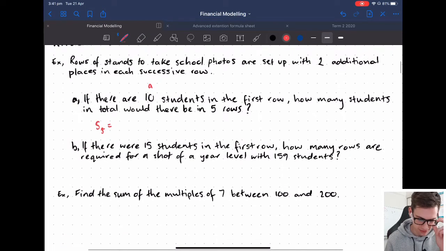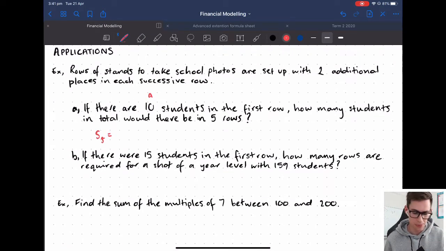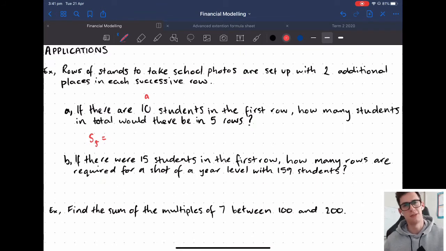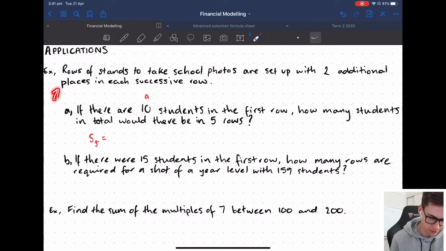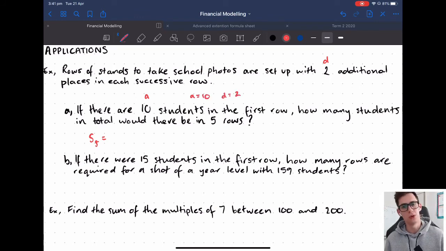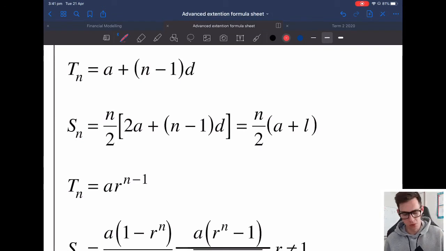What we do have is how many students are in the first row. And we actually do know the common difference, how many we're adding on to each row. It's given back here at the start of the question. It says that we are setting up an additional 2 places in each row. So we're adding 2 spots on each time. That's actually our difference, 2. So we have A being 10, and we have D being 2, which means we can use the yucky formula to get an answer here, which would be this one in terms of A and D.